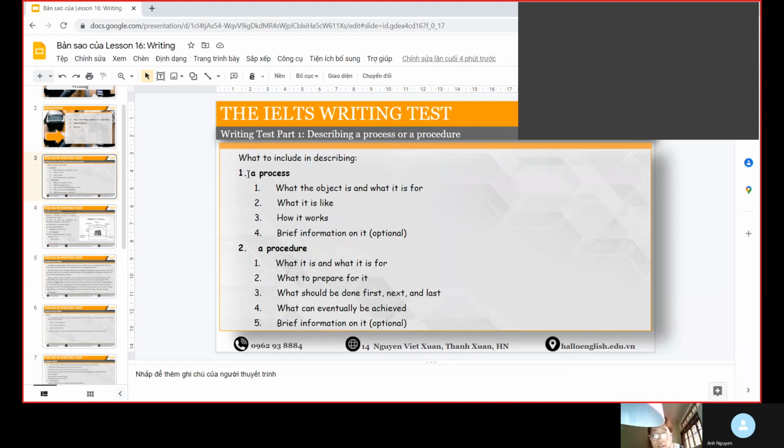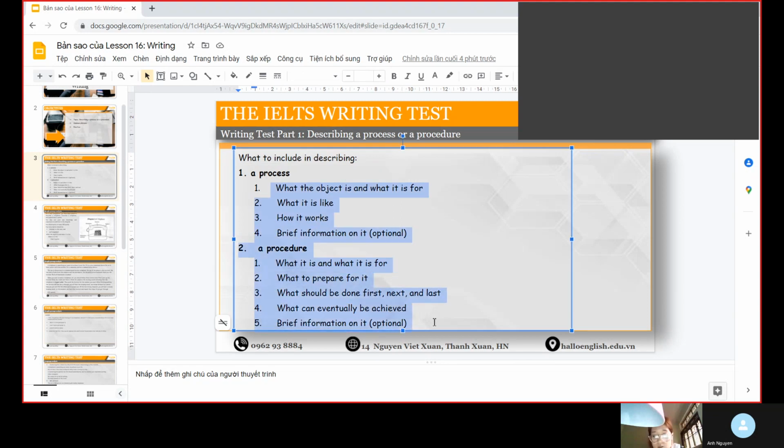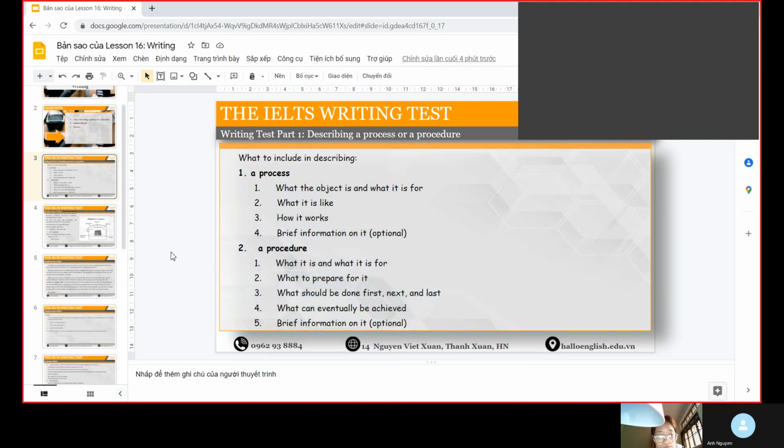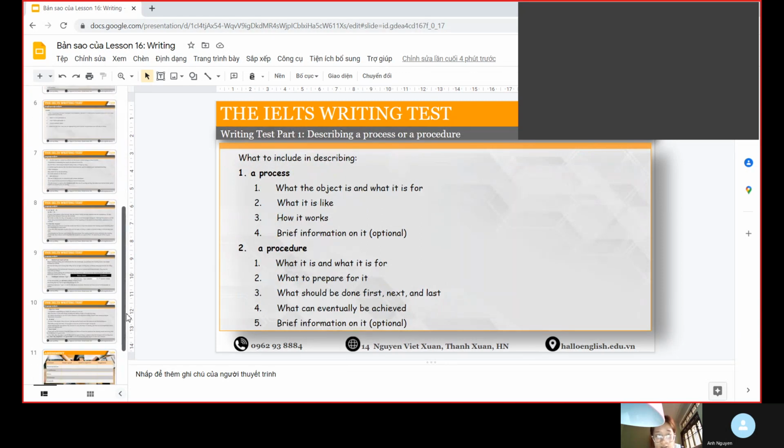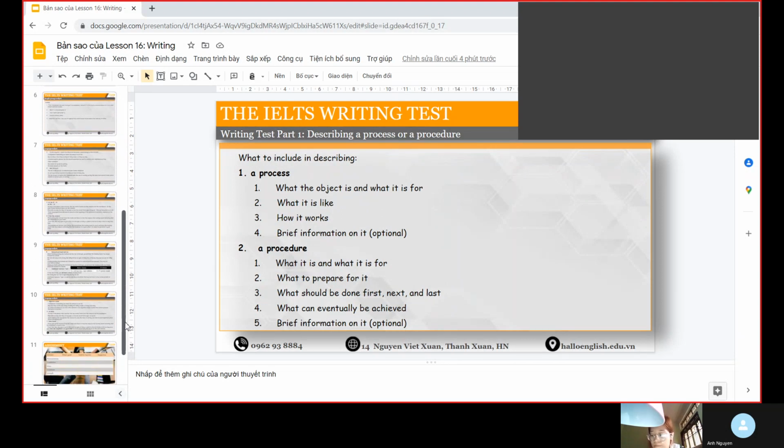Please take a note of this, or take a picture. Okay, this will be the main structure for you to describe a process or a procedure. Okay, I'll give you a minute to take a picture or to write it down. Okay, if you are done, please say in the text in the box chat.